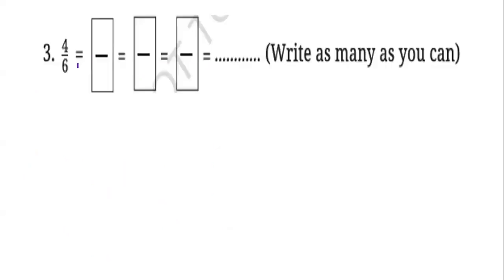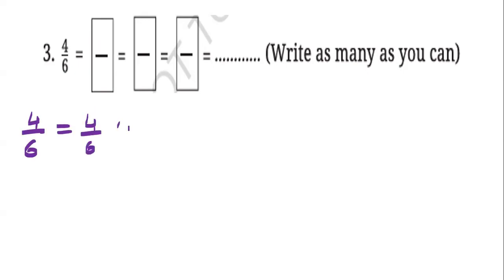Next, 4 by 6 is equal to empty box is equal to empty box is equal to empty box. Write as many as you can. We can write 4 by 6 as 2 by 3 by dividing by 2, and 2 by 3. Or else, 4 by 6 is a fraction.